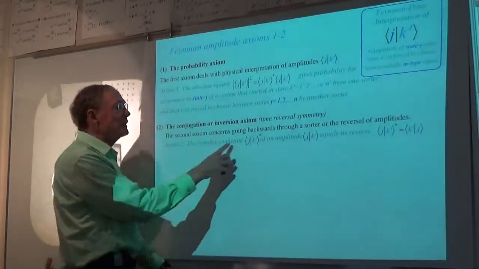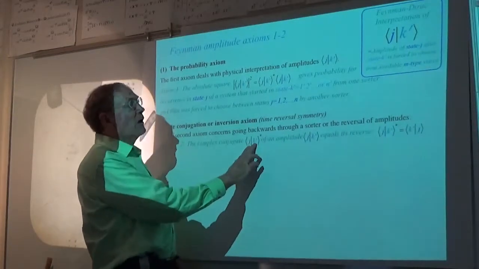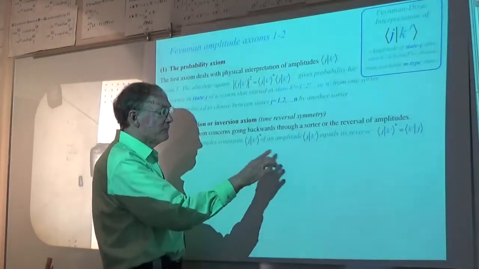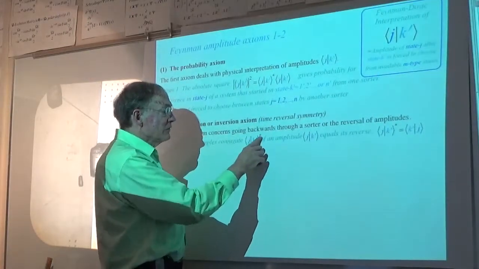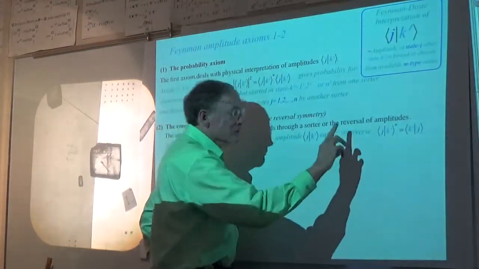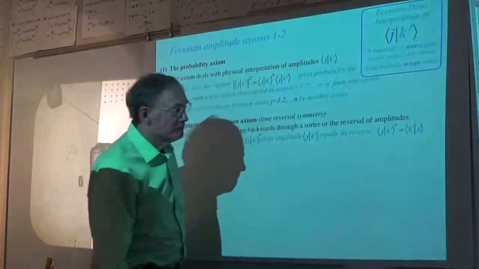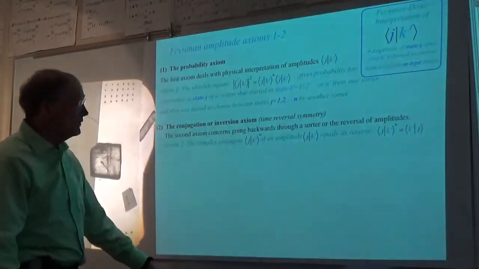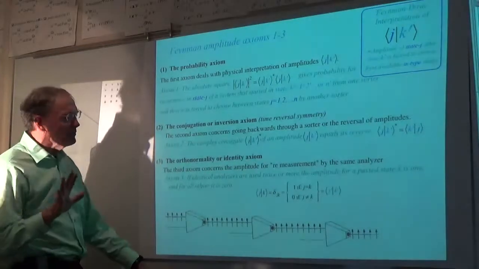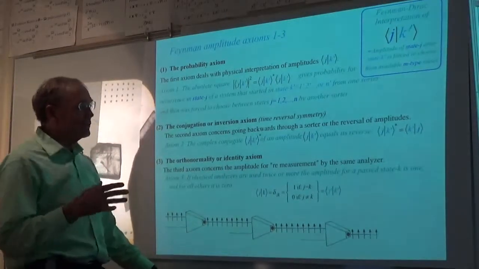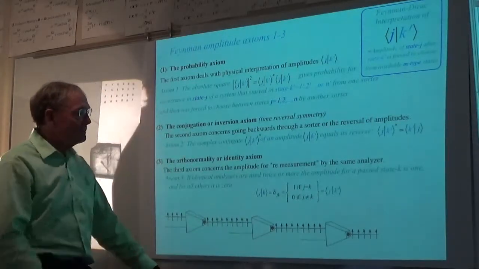Axiom 2 is that the complex conjugate of this jk prime is equal to k prime j. This complex conjugate of this amplitude must be equal to the flip, to k prime j. Now, the question is, how do you prove that? Well, we're going to put that off for a minute, but basically the idea is you run the clock backwards and watch the waves go the other way.